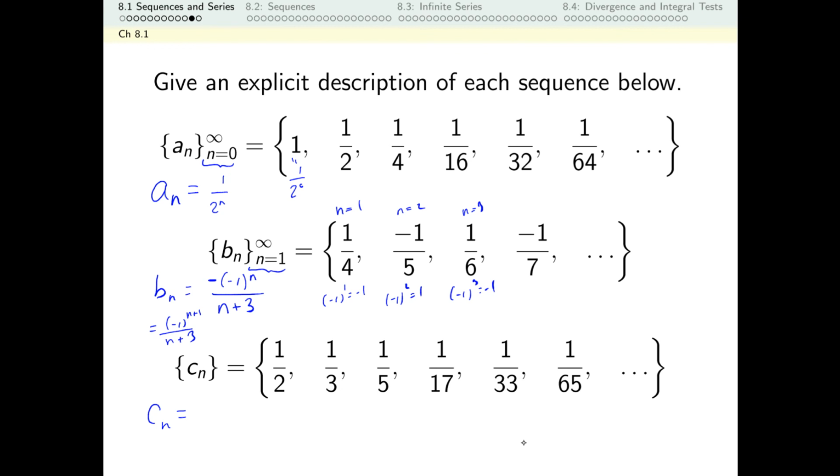Sequence C is very similar to sequence A, just offset. So instead of 1, we have 2. Instead of 2, we have 3. Instead of 4, we have 5. Instead of 16, we have 17, and so on. So my denominators are just 1 bigger than A sub n. So this looks like 1 over 2 to the n plus 1.